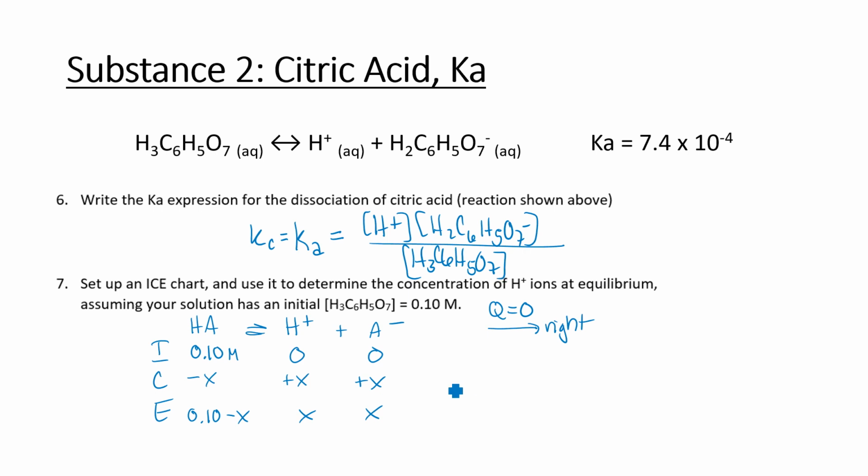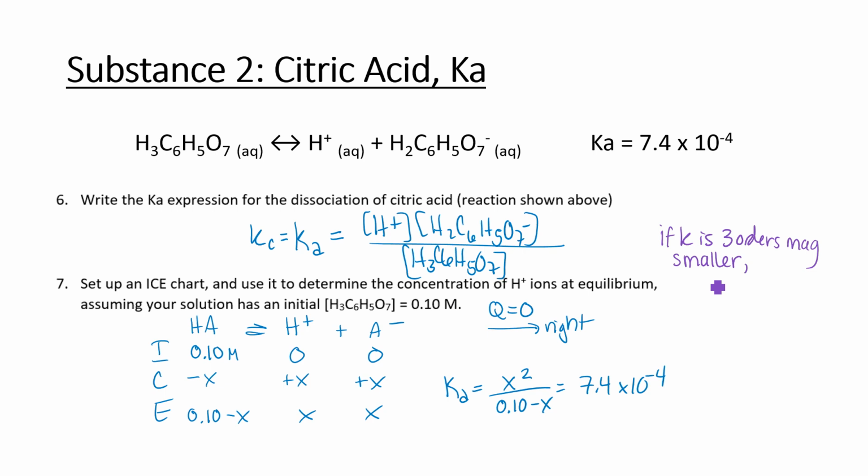I'm going to go back and plug that into my Ka expression. So I end up with x times x, so that's x squared, divided by 0.1 minus x, equals 7.4 times 10 to the negative 4. At this point, to solve this, it looks like we might have to use the quadratic formula. But remember, we have that handy simplification we can do, where if K is 3 orders of magnitude smaller than your initial concentration, then you can say the change is insignificant. So let's look at what that means.